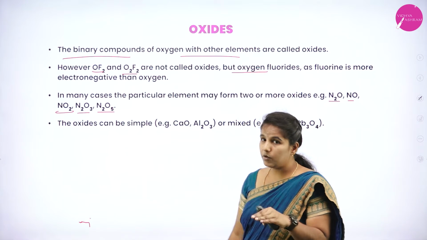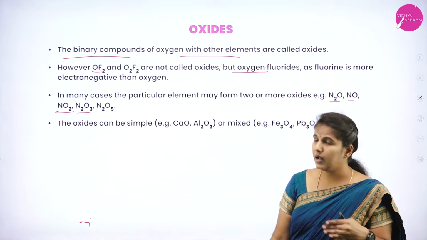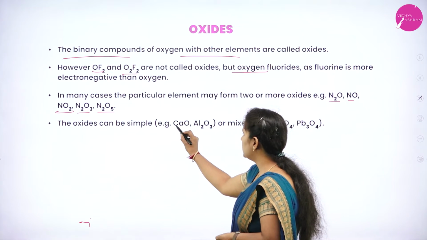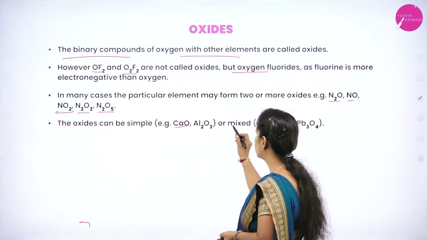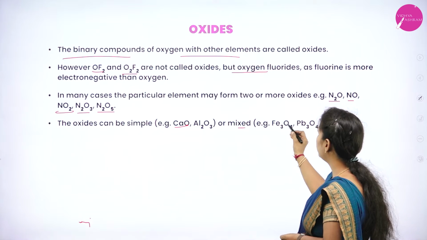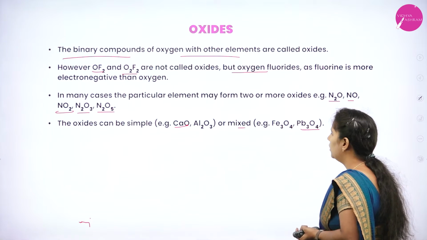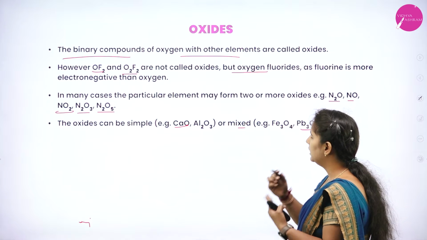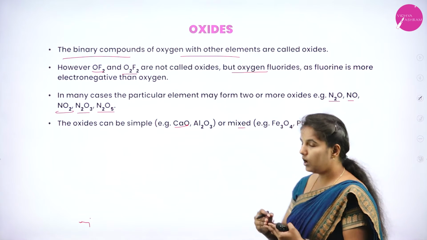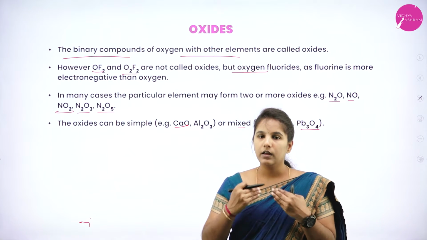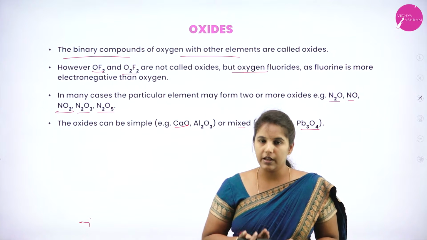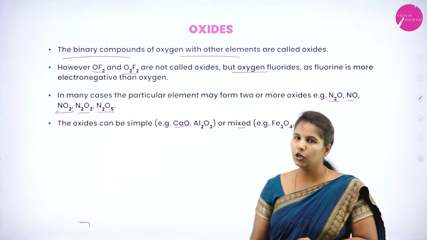And the oxides can also be of two types. It may be simple as well as mixed. You can see calcium oxide, aluminium oxide, whereas in the mixed one, Fe3O4 and Pb3O4. This indicates that oxygen can form an oxide by combining with other elements. It may be a simple one or a complex one.